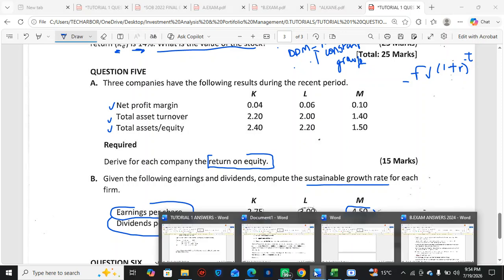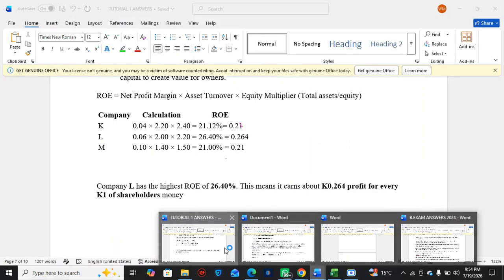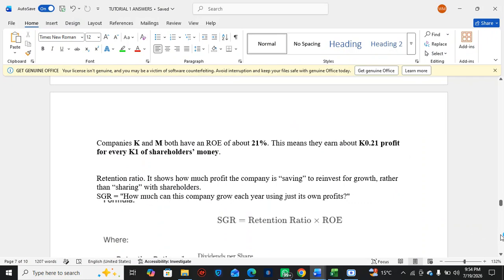So this sustainable growth rate, this is how we get it. The retention ratio multiplied by the return on equity. Okay. Retention ratio multiplied by return on equity. Okay. Remember what is the retention ratio? How much of the profit the company keeps for itself.